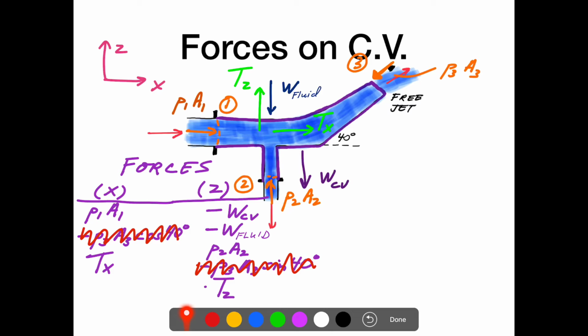Again, the P3 would go away if we have a free jet, but I left it in there because sometimes you do have a pressurized section that involves some angles, so that's how you would do those.